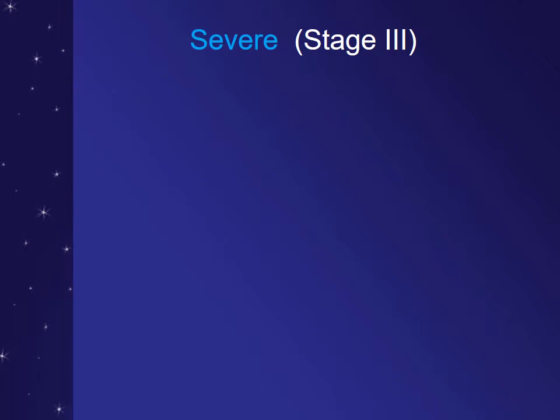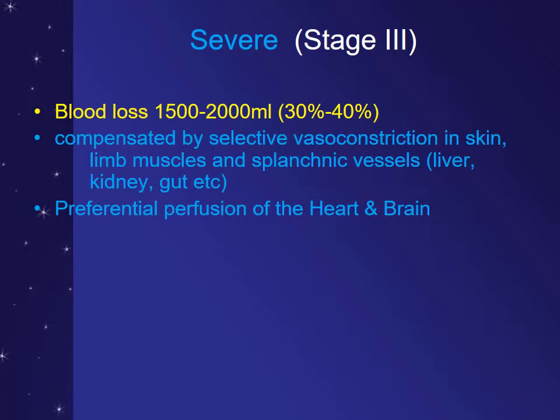So now we are coming to stage 3 blood loss, so severe blood loss, where the patient has lost a blood volume of roughly 30 to 40% of his total blood volume, which is about 1500 to 2000 milliliters. And there's a lot of compensatory work going on, which is partly compensated by selective vasoconstriction of vessels that are supplying the skin, muscles of the limbs, and splanchnic vessels like the blood supply to liver, kidney, and gut. All these will have severe vasoconstriction.